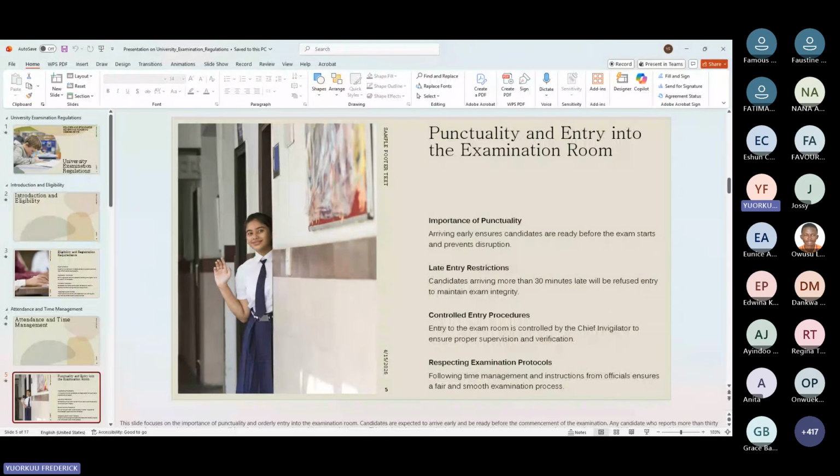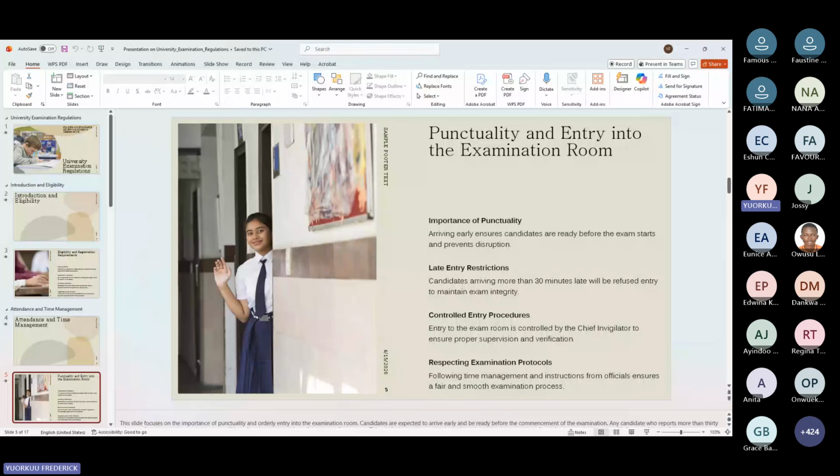So punctuality, we are saying, arriving very early ensures candidates are ready before the exam starts. Then again, the regulation says that if you are more than 30 minutes late into the start of an examination, you will be prevented from writing the exam, and then you'll be awarded a fail grade. So if the paper is supposed to start at 7:30, we expect you to be seated by 7 o'clock. If you're not seated by 7 o'clock, we will not force you, but you will miss certain things that you need to know.